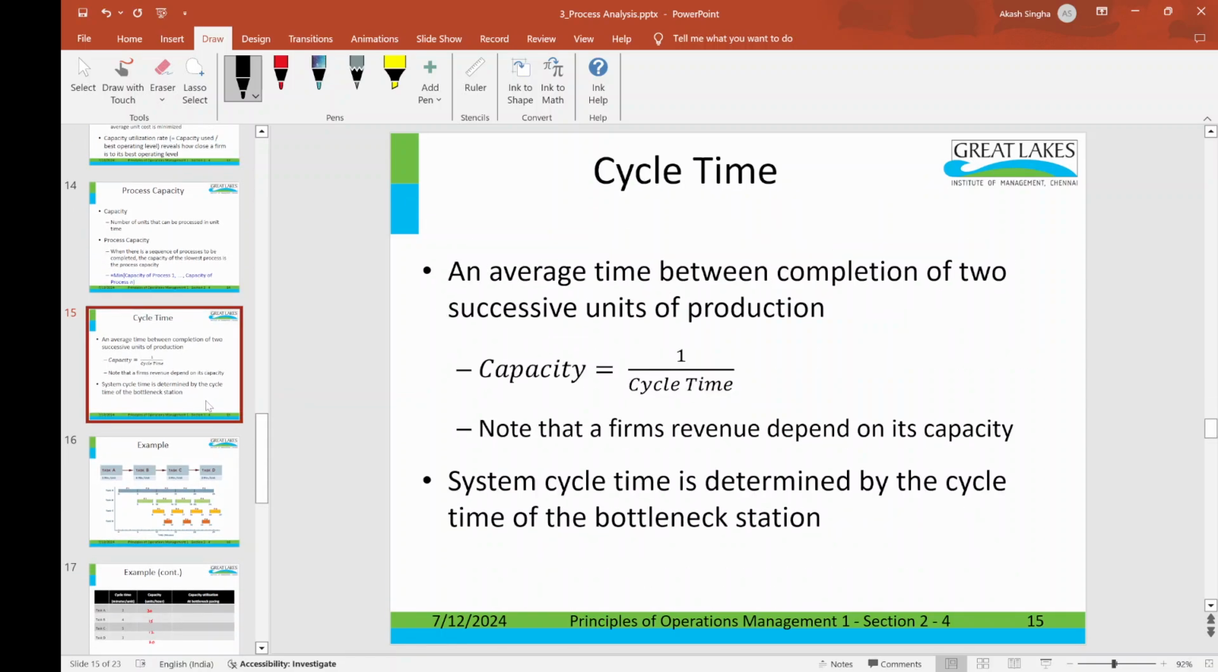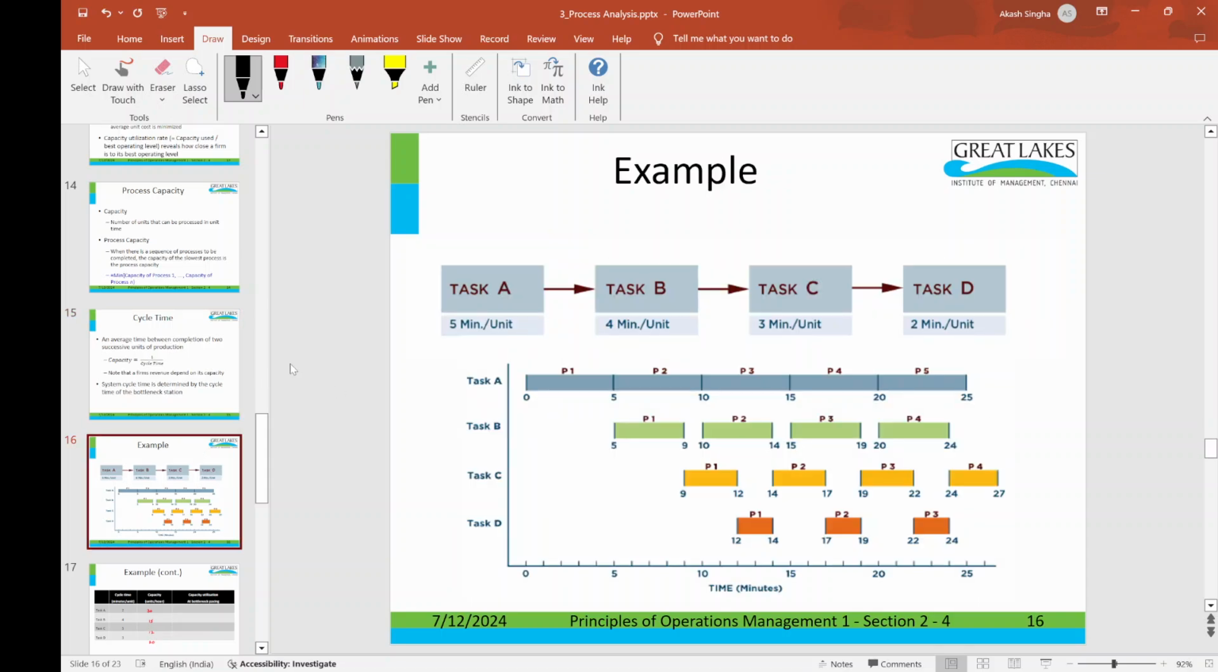Then cycle time: capacity is 1 by cycle time. Cycle time means how much time one process unit flow takes, the average time between completion of two successive units. So is this another example, like task A, task B, task C, and task D? Task A starts from 0 to 5. At the fifth point, task B will start and complete at ninth.